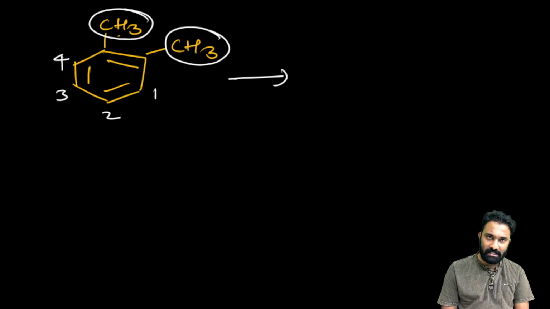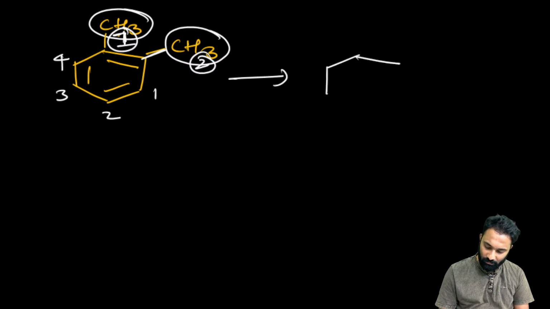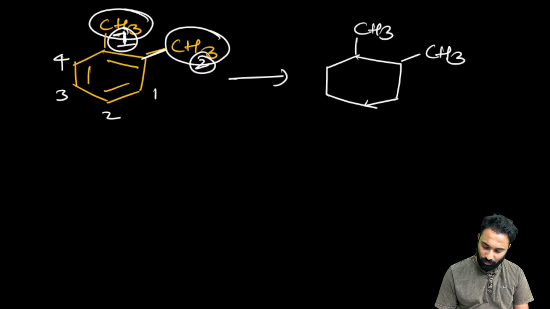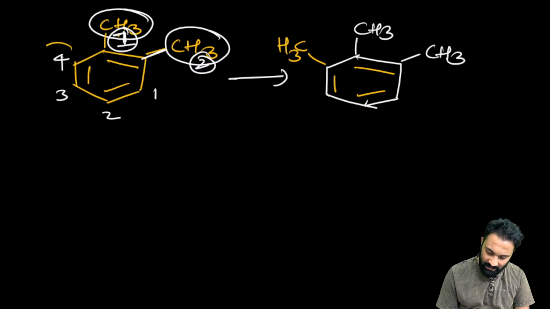If you take this CH3, this is CH3 number 1, this is CH3 number 2. For this CH3 number 1, already one ortho is filled. Now the next position will go to which one? The next position will go to the fourth. Here in this manner the fourth it will go. Either it attacks at the fourth or at the one position, it will become the same.